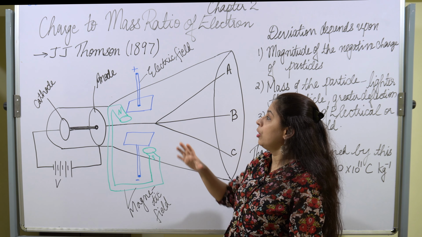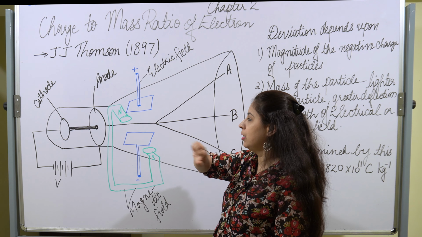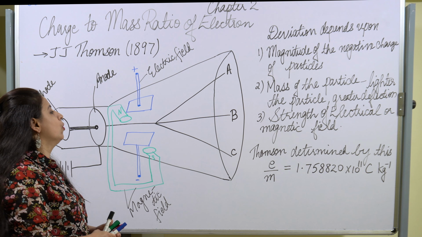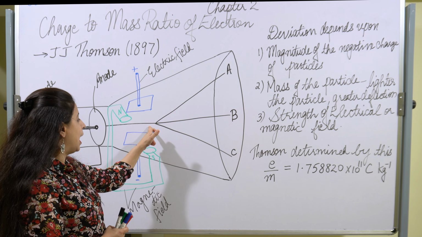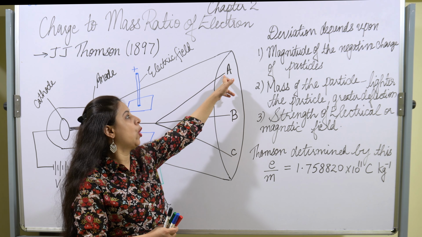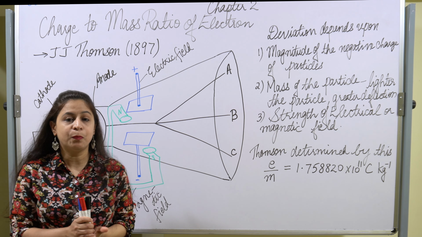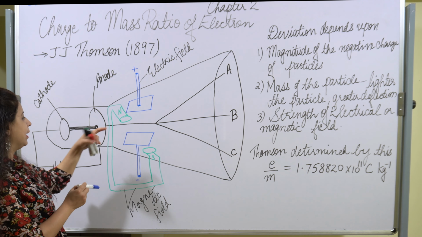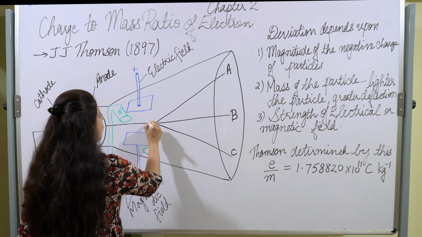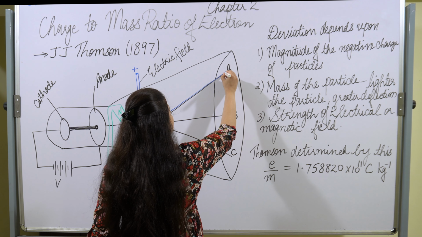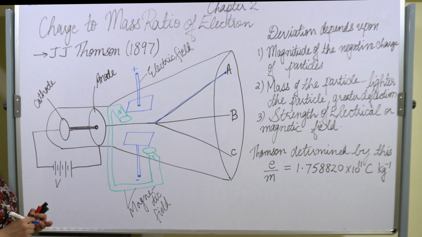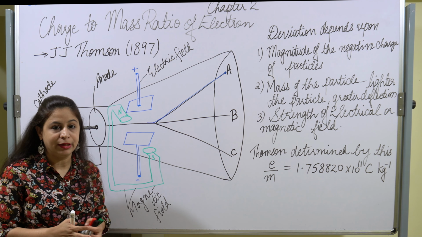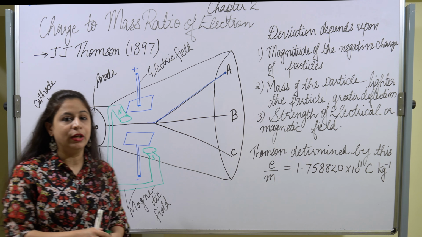First of all, he only placed the electric field. He observed that the path of the electrons was deviated and the spot was seen at position A. So when the electric field was there, the spot was seen at position A. Just now there is no magnetic field; only the electric field has been placed over here.